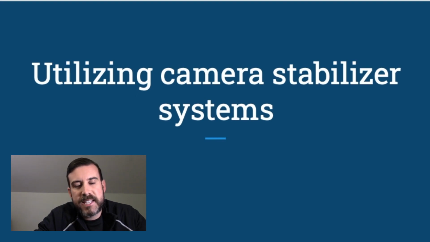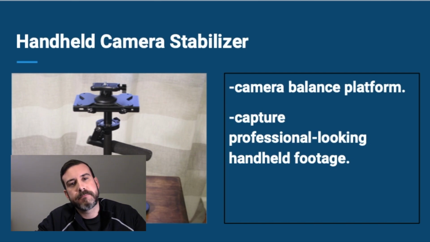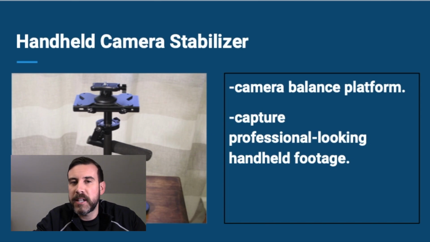This lesson today is going to have a heavy focus on camera stabilizing systems. So what is a camera stabilizing system? Well, in essence, a camera stabilizer system is just a fancier way of saying, I want a nice smooth shot from my camera. There's many different ways to do this, but we're going to really look at a few different stabilizers that we have available to us in the classroom.